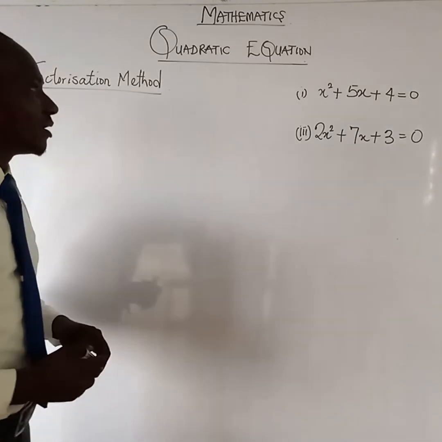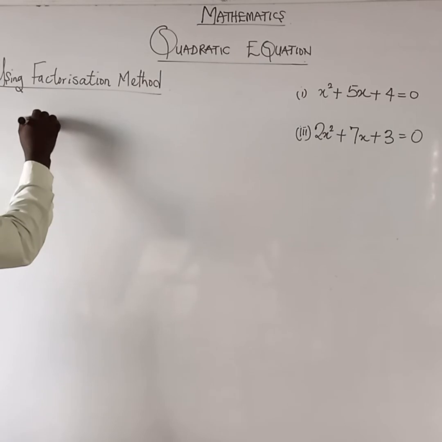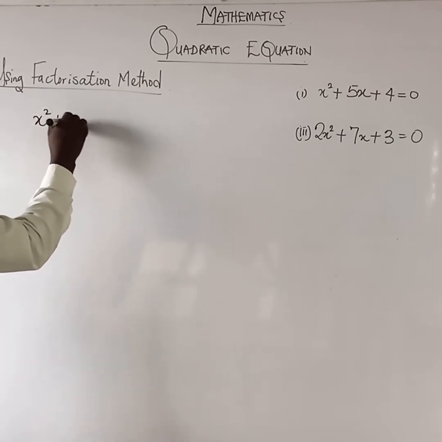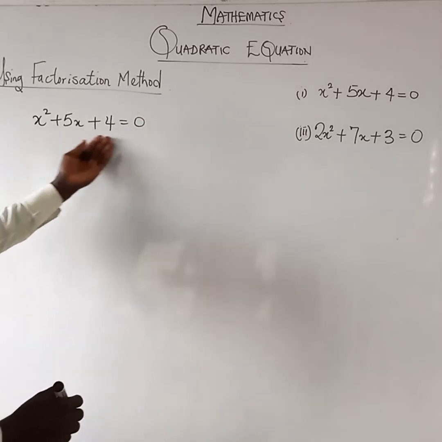And how do we go about this? Very simple. Let's start with our first example. We have x squared plus 5x plus 4 equals 0. This is what we call quadratic equation.